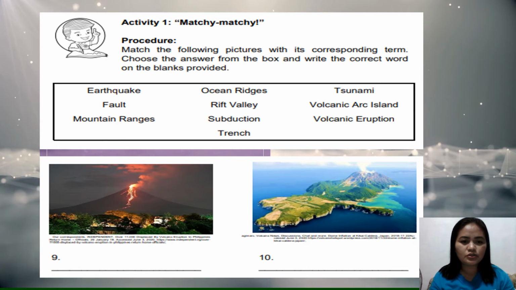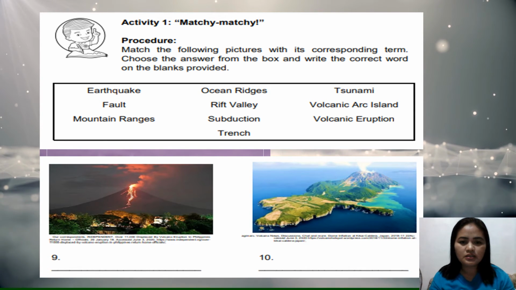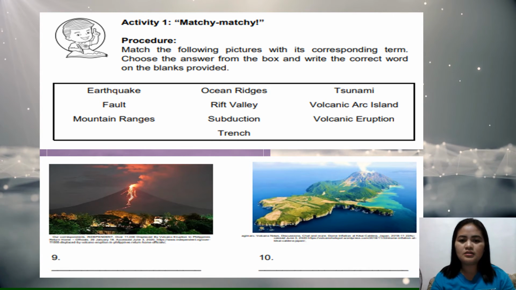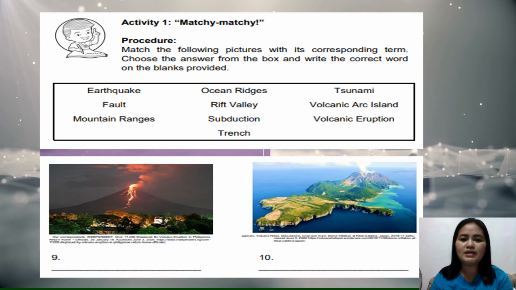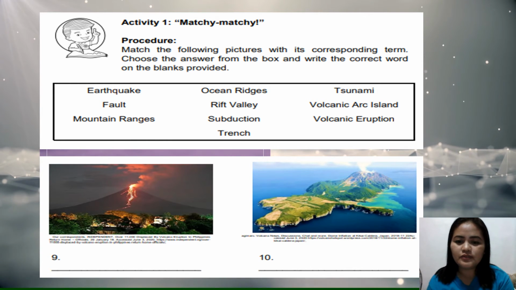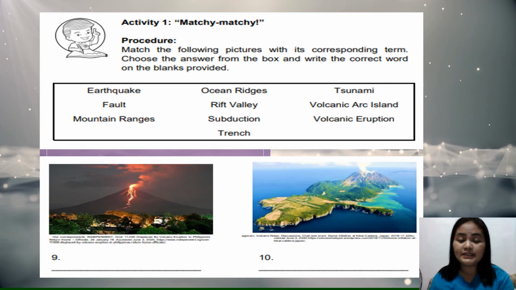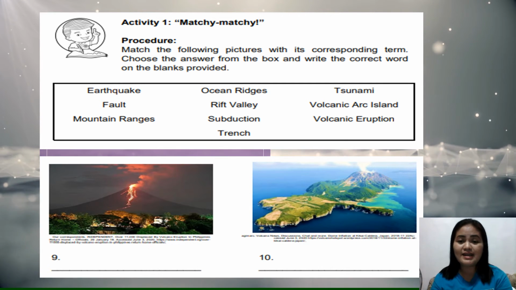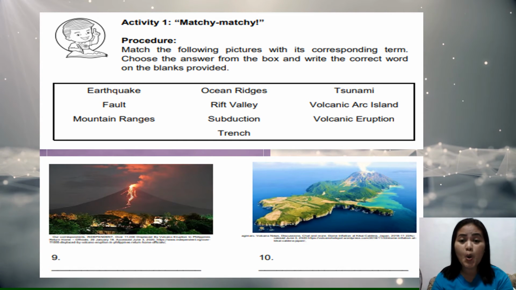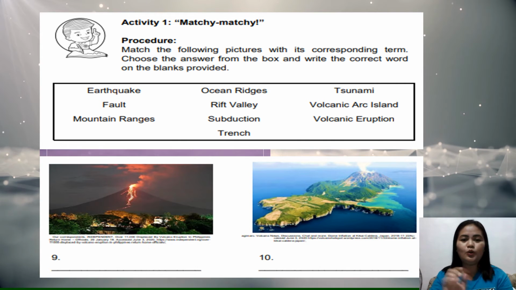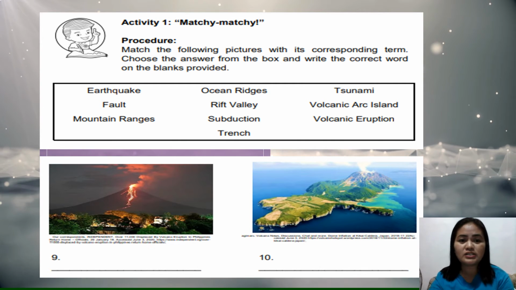how many choices do you have? 3, 7, 8, 9, 10. Oh, sakto lang pala. So, dapat huwag kang magkamali sa pag-match. So you have your picture number 10, like an arc. There is an island, there is volcano, and then position like an arc. May clue mga kaibigan. So tapos na tayo sa activity number 1.